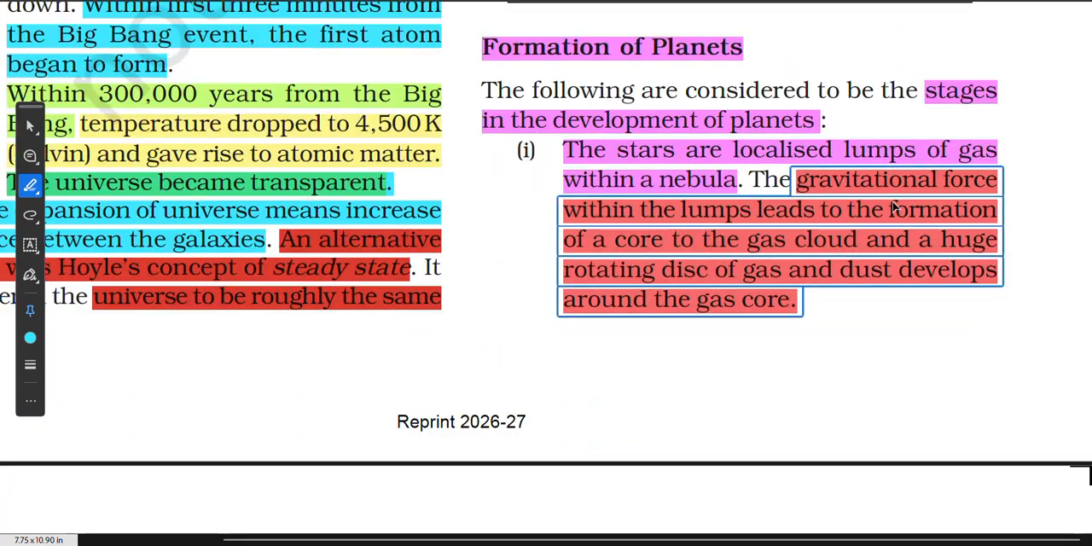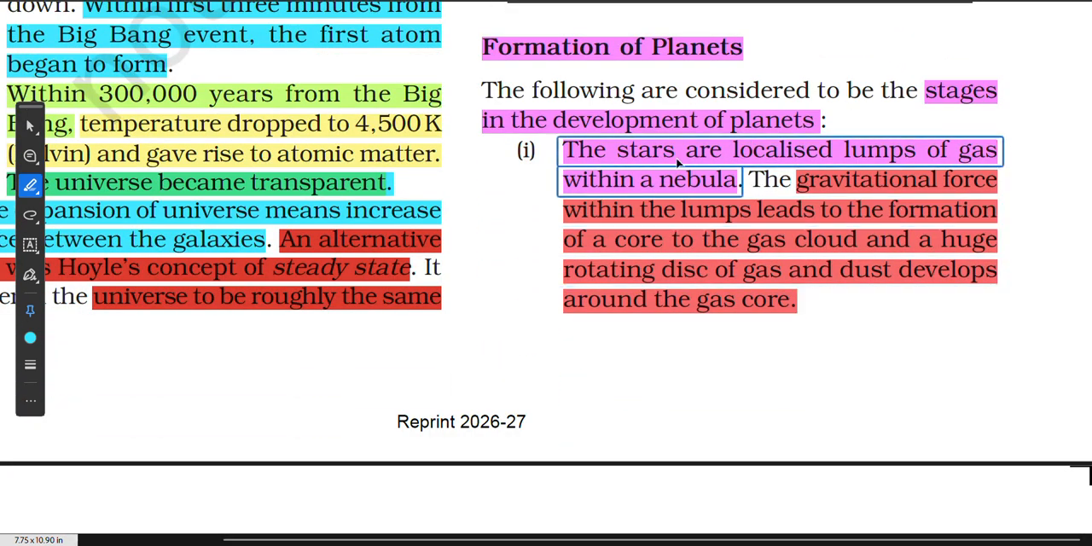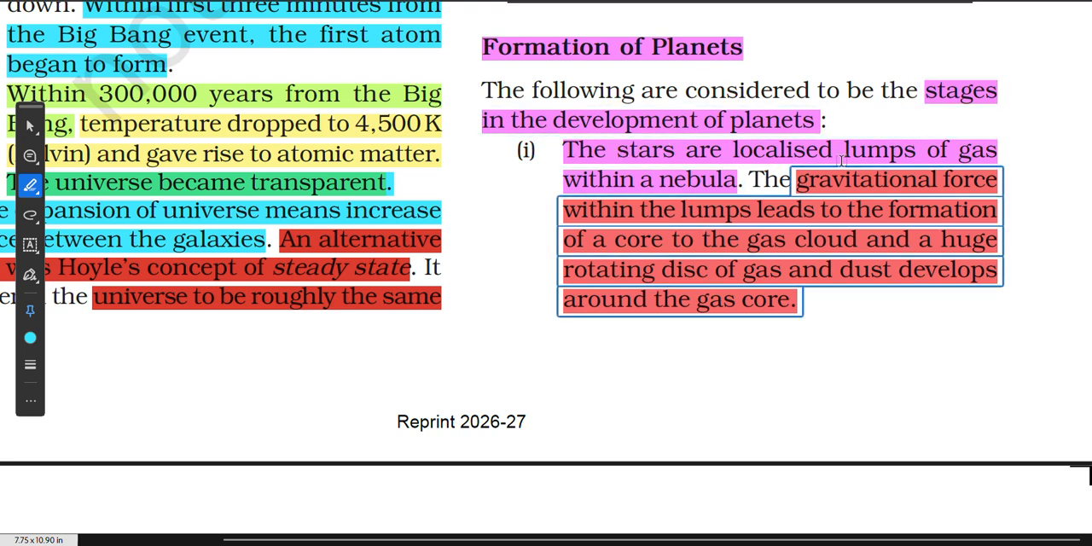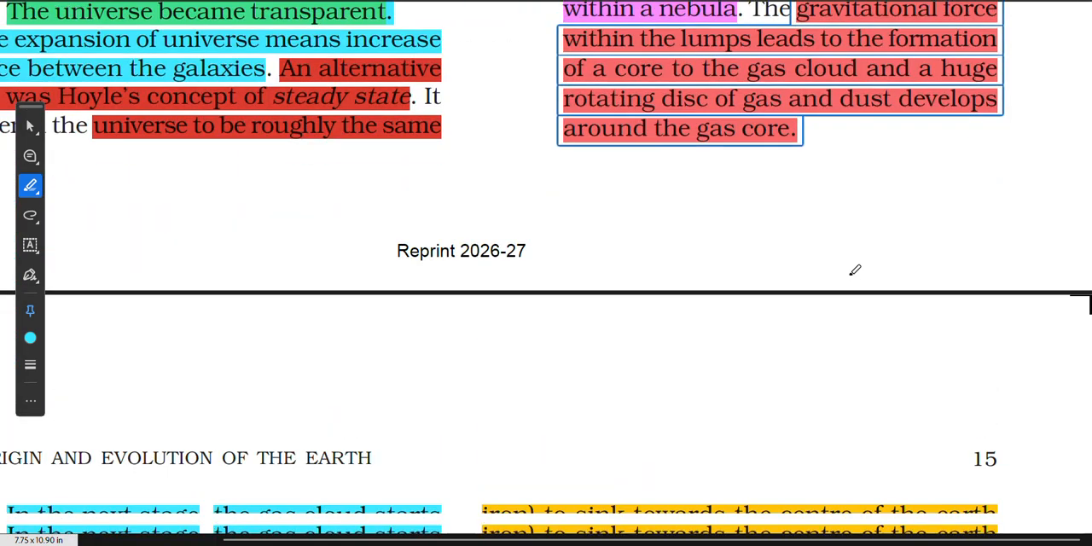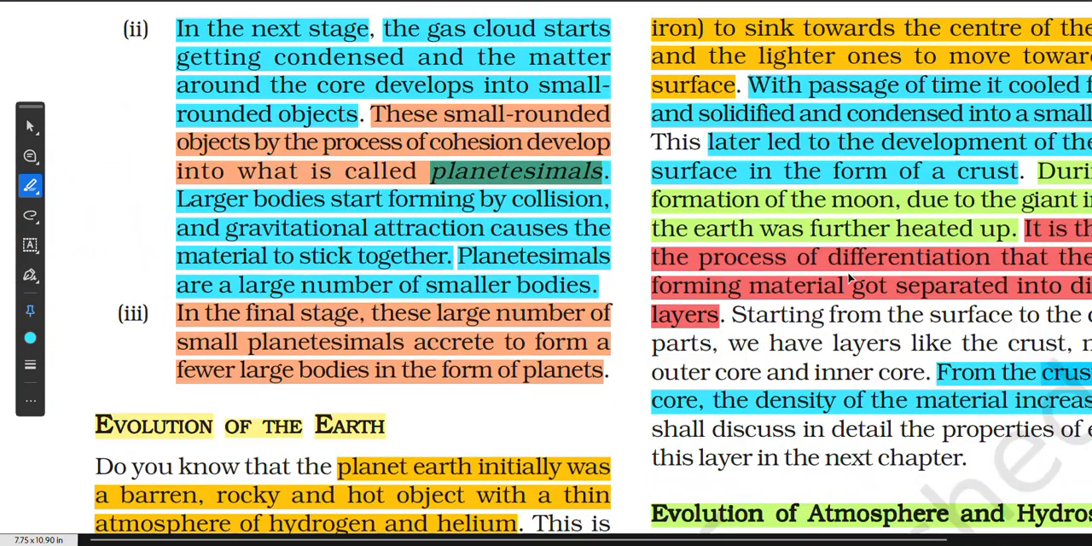Now, how does the formation of the planets happen? These are the development stages of planets. The stars are localized lumps of gas within the nebula. The gravitational force within the lumps leads to the formation of a core in the gas cloud, and a huge rotating disk of gas develops around the gas core. In the next stage, the gas cloud starts getting condensed, and the matter around the core develops into small rounded objects. These small rounded objects, by the process of cohesion, develop into what are called planetesimals.